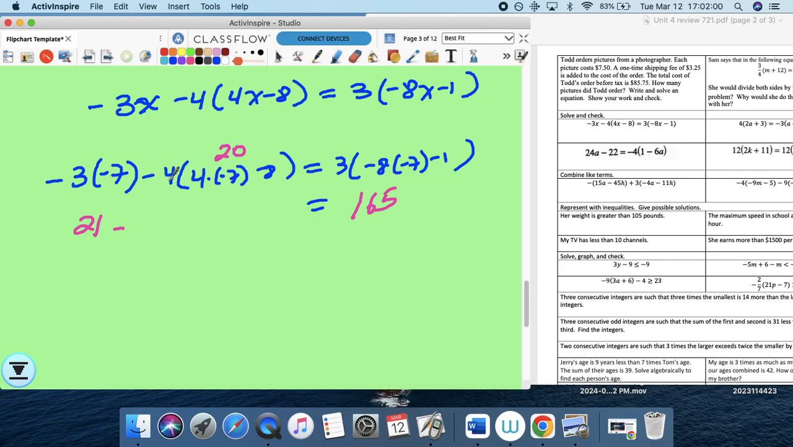Negative 4, hang on a second. Did I do something wrong? So sorry, this is negative 7. Negative 20 and negative 28, right? So I actually get negative 4 times negative 28. There we go. That was my mistake. 4 times 28 equals 112.